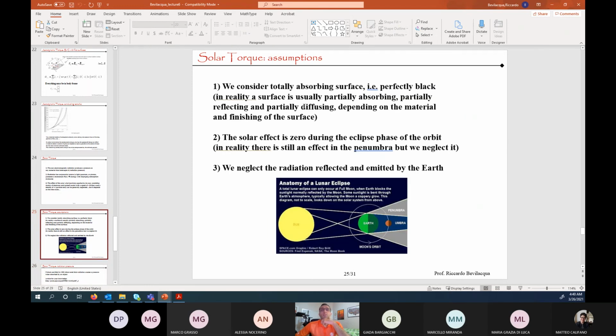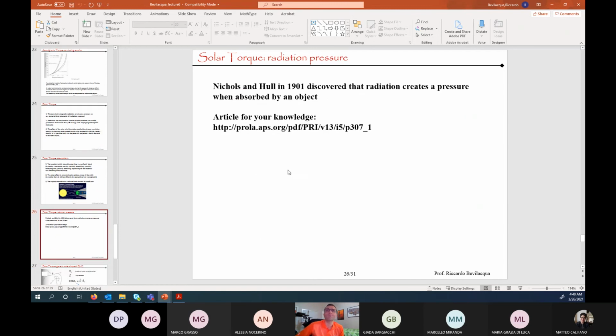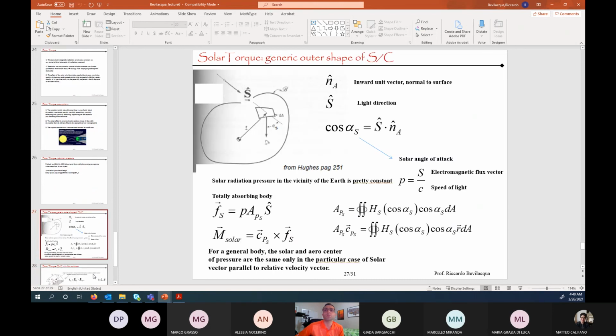What are the assumptions? Similarly to what we've seen for the drag force, or rather the atmospheric forces, everything is absorbed, so a perfectly black object, so there's no momentum that is left after the absorption, all goes to the spacecraft. During eclipse phase, we just say that there is no effect at all, and also there's radiation that is emitted by the planet, but we just say that that's negligible compared to the one coming from the sun. Some historical references about who discovered this effect, and the math behind it is pretty much the same.